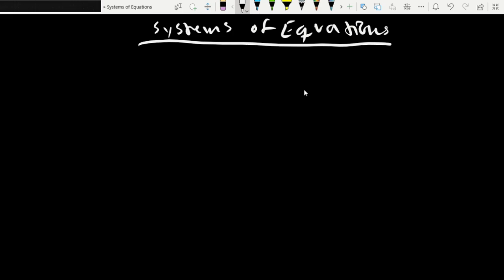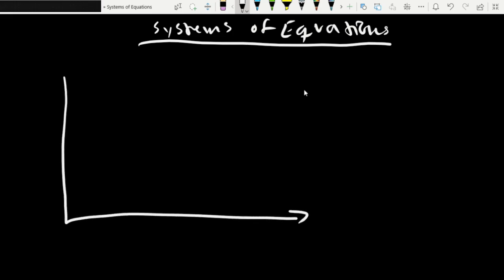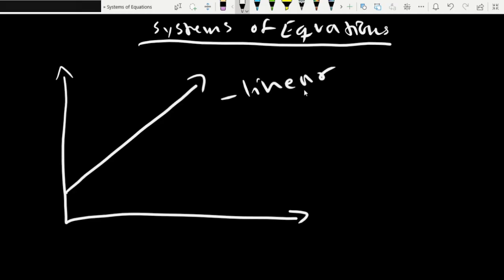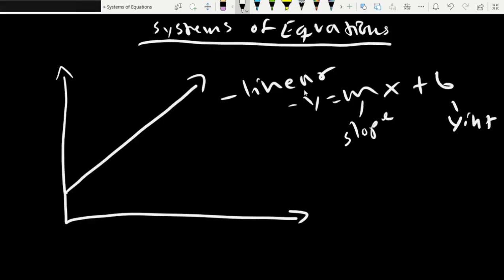Let's just make a graph real quick. So we know that a linear function or a linear equation is just y equals mx plus b. So the equation may start like this. This is just a linear equation, and it's written in y equals mx plus b form. This is the y-intercept, this is the slope, and this is just the y and x values.